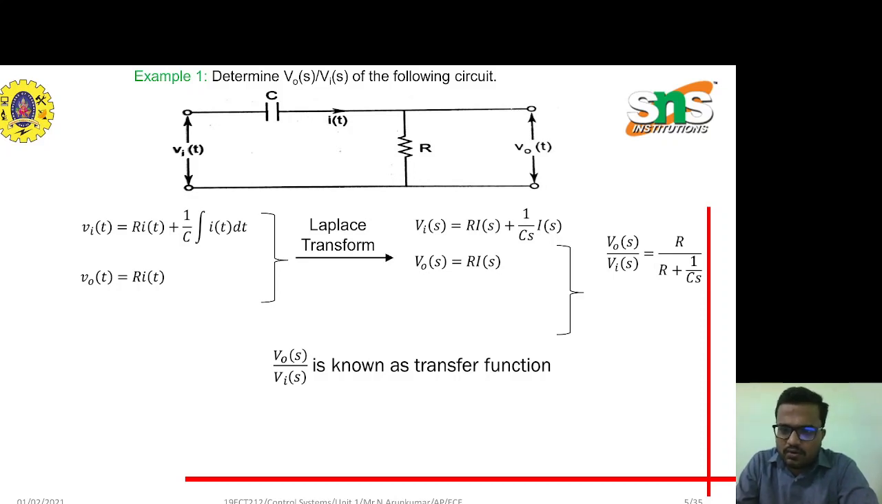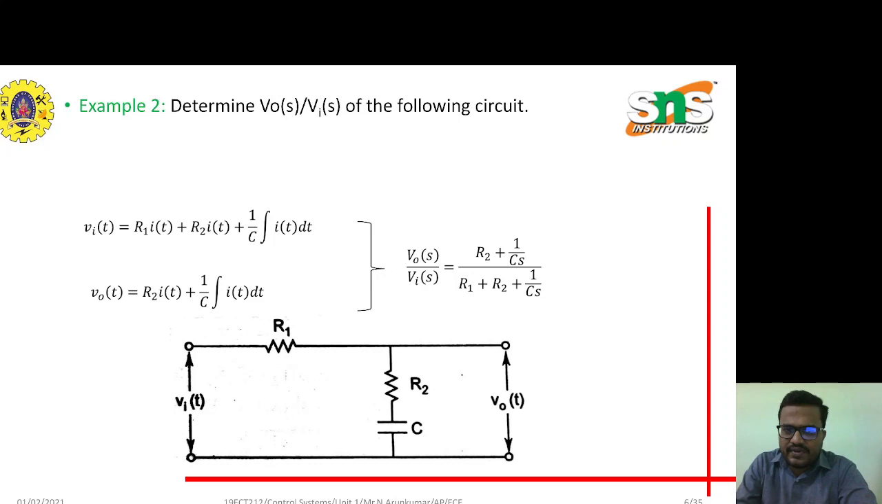Finally, we are going to see how the transfer function is obtained for this circuit. The transfer function is calculated as output by input, V naught of s divided by V i of s, so that we get V naught of s by V i of s equal to R divided by R plus 1 by Cs. Like that we have to calculate the Laplace transformation for electrical circuits. So it will be a second example of a Laplace transformation.